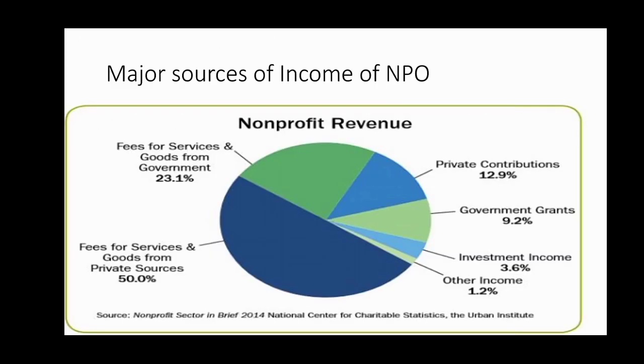Okay. Major sources of income of an NPO. This is the main point of the NPO. You know that without money, without funds, any type of organization cannot run. So we need funds. What are the sources of an NPO? First, fees for services and goods from government, fees for services and goods from private sources, private contributions, government grants, investments, and other income.